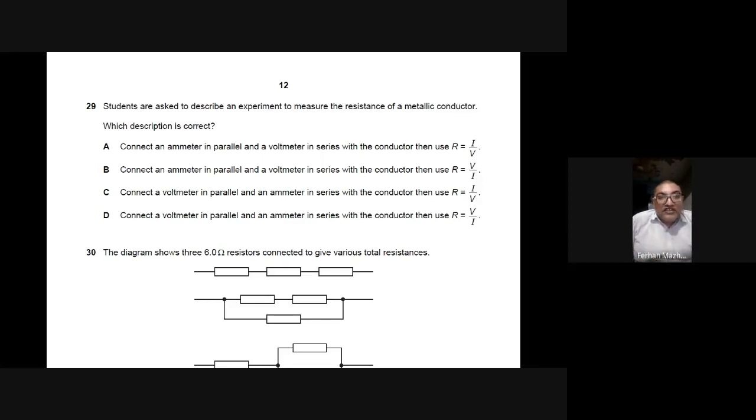You can divide the value of the voltmeter by the value on the ammeter. R is equal to V divided by I. So D is the right option. Connect a voltmeter in parallel and an ammeter in series with the conductor, then use R equals V by I.